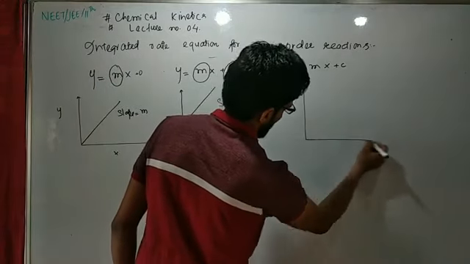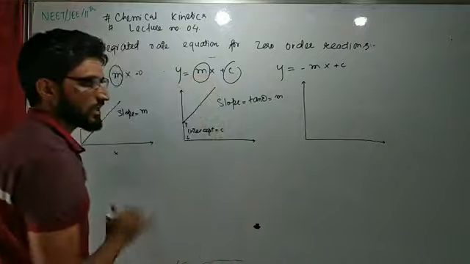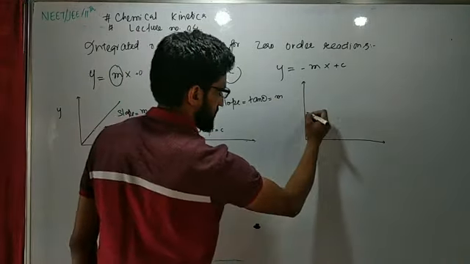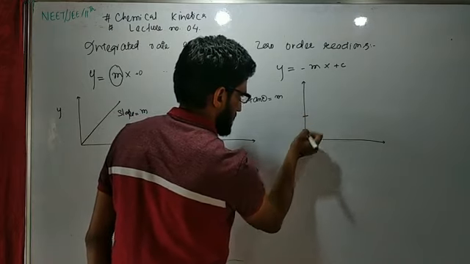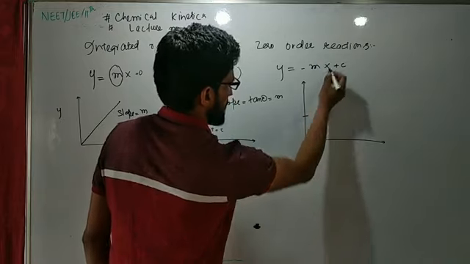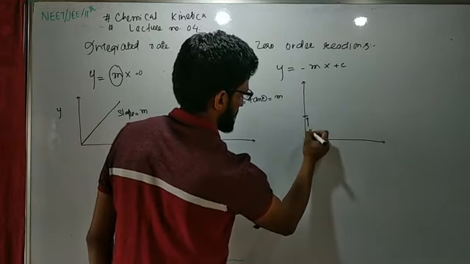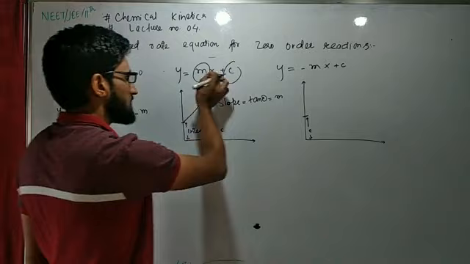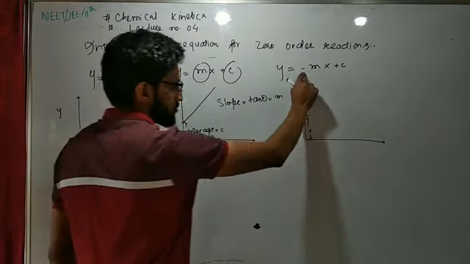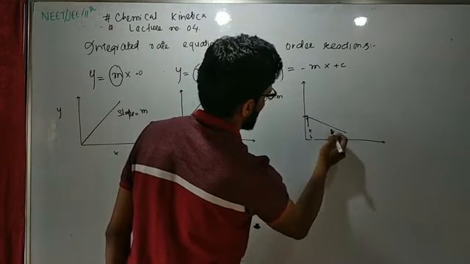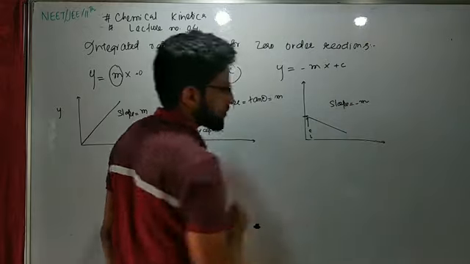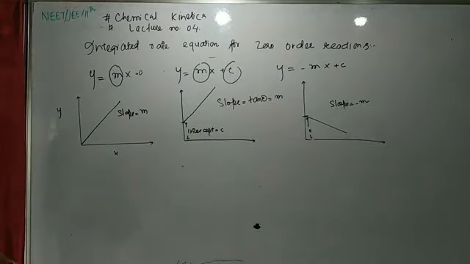Now what is the difference between these two equations? These two equations are almost the same, plus c. That means for this equation the graph will not start from the origin. This portion will be termed as the intercept. Now the difference between these two equations: here the slope is positive, and here the slope will be minus. That means it will have a negative slope. Slope will be equal to minus m.